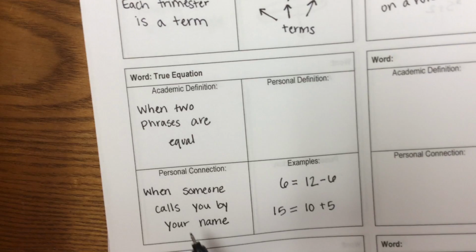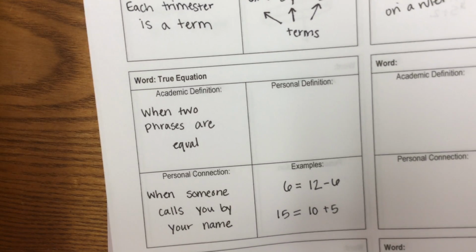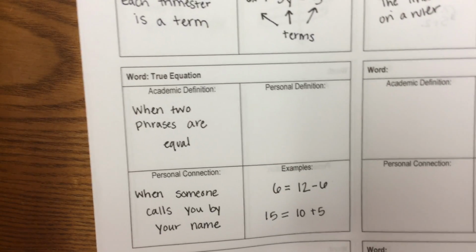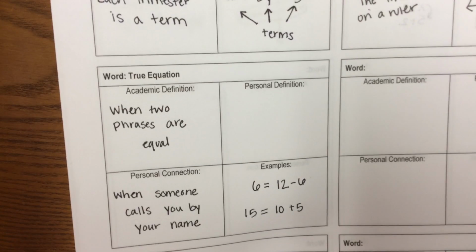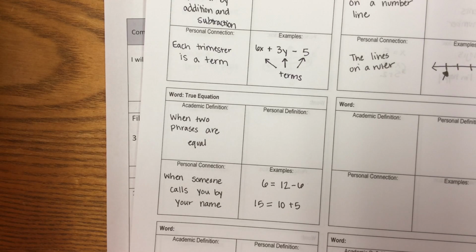So a personal connection is like when someone actually calls you by your name. If they know your name and they call you by that name, then it's true. You know that they're talking to you. Okay? False equation. So going to the F's for false. So that is on page 6.